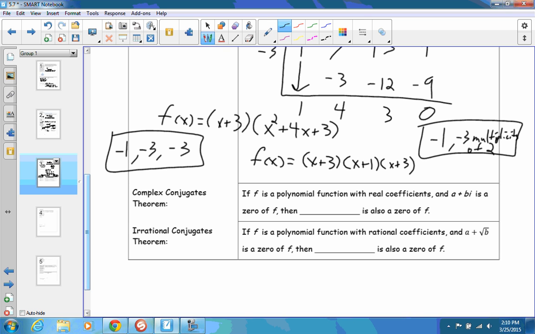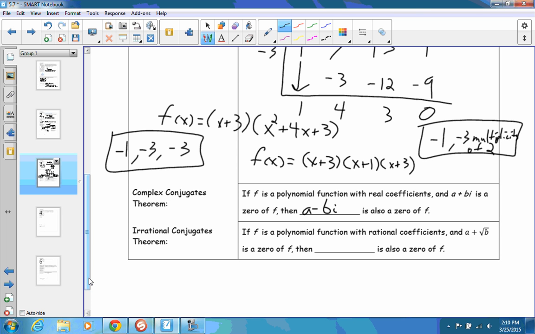The complex conjugates theorem states: if f is a polynomial function, so if it has real coefficients, meaning no i in there, no imaginary numbers, and you break it down, and a plus bi is a zero of f, so one of your zeros has an i in it, check this out, a minus bi is also a zero. So that's kind of nice. Let's save you some math.